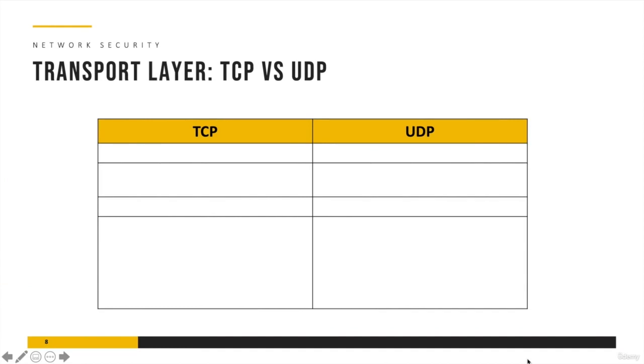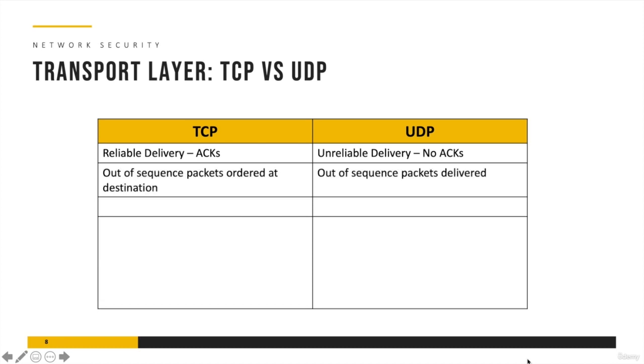So globally speaking, the fundamental differences between TCP and UDP need to be explored in detail. It's very important that you understand the fundamental differences between TCP and UDP and where to use which protocol. So TCP offers reliable delivery using the mechanism of acknowledgements. On the other hand, UDP offers unreliable delivery and there is no acknowledgement. In TCP, if your packets arrive out of order at the destination, they are reordered before being delivered to the application layer. In contrast, UDP does not care about packets arriving out of order and delivers them as they are.